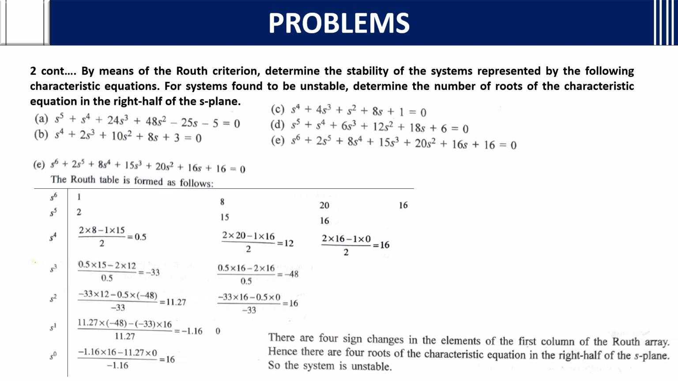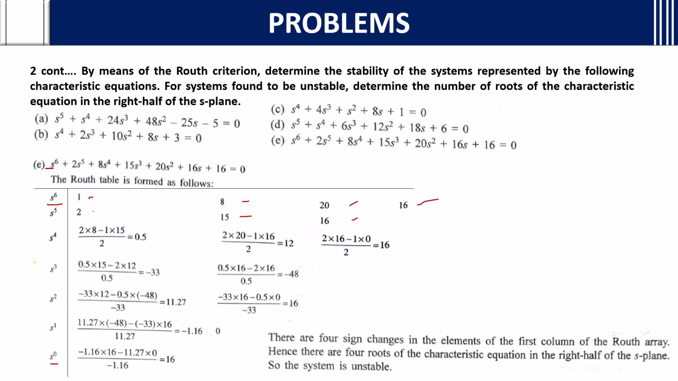Next question. If you see, it is from S power 6, so you will write down to S power 0. All are positive coefficients, so we don't know whether the system is stable or not initially. We should find the Routh table: 1, 2, 8, 15, 20, 16 and 16.